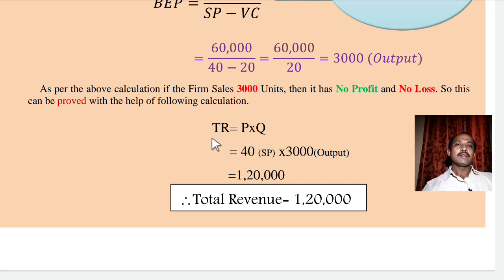First of all, TR equals P into Q. TR means total revenue, equal to selling price into output; P means selling price and Q means output. Putting the data into the equation, TR equals 40, the selling price, into 3,000, the output. So 40 into 3,000 equals 1,20,000. Therefore total revenue is 1,20,000. This becomes the TR of the firm.